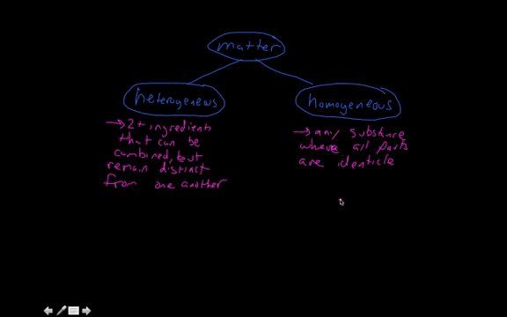Any substance where all parts are identical. A good example of this would be a marshmallow. You could take that marshmallow and cut it up into little pieces, and each little piece is going to be made up of the same exact stuff as the piece next to it and the piece next to it. It's a very homogeneous form of matter.